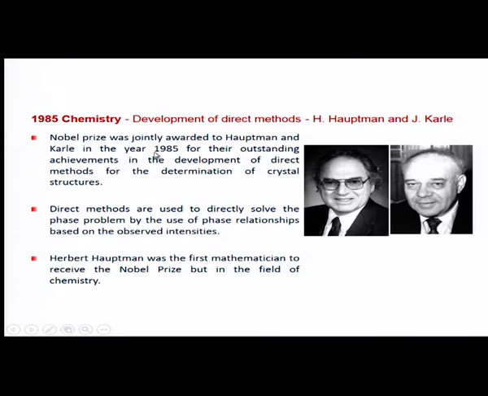By the time in 1985, more than 40,000 small molecular structures have been determined using direct methods. Direct methods mean directly from measured intensities the phase problem could be solved, using tangent formula and other things. So, for this we are going to have separate lectures during our lecture series. These direct methods are used to directly solve the phase problem by the use of phase relationships called structure invariants and structure semi-invariants based on the observed intensities. Herbert Hauptman was the first mathematician, even until today, to receive the Nobel Prize in the field of chemistry.